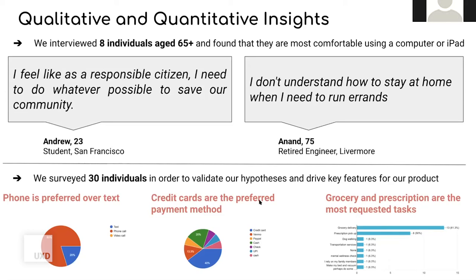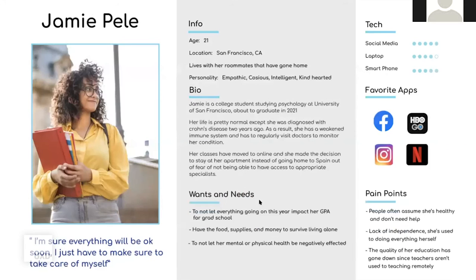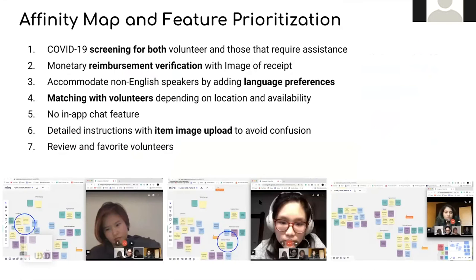And we did a detailed survey and we got 30 responses out of that. And you can see that we got some insights from that. And after synthesizing all the research data, we came up with 2 user personas. One is Crystal, she is elderly, and the other one is Jami, who is an immunocompromised girl. They have their own different pain points, but both of them are most vulnerable to the virus and need help to stay at home.